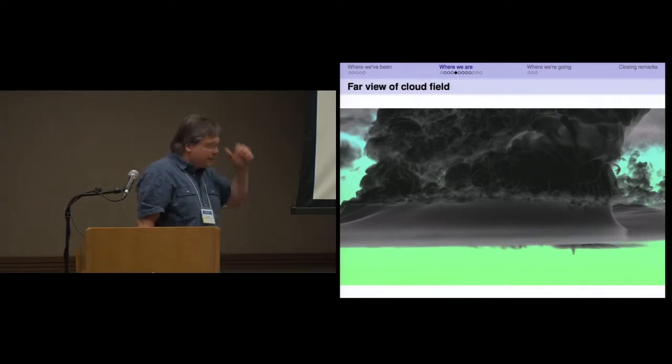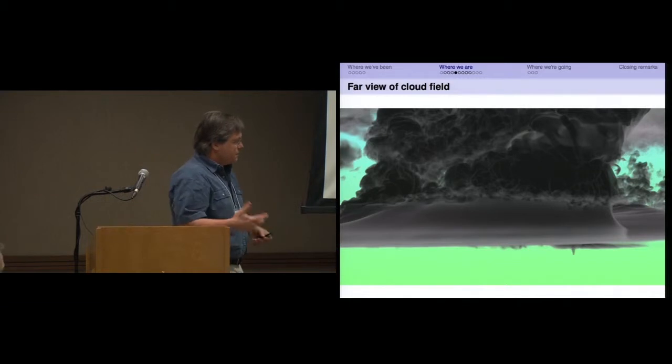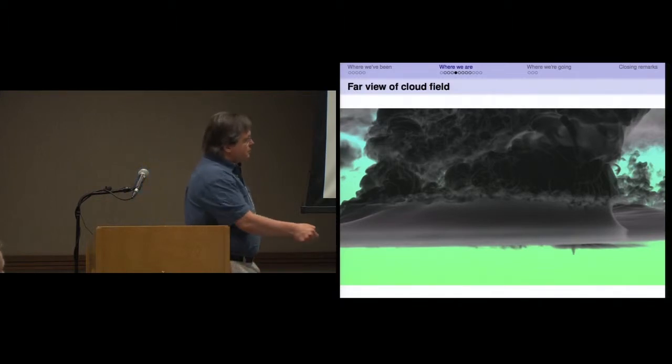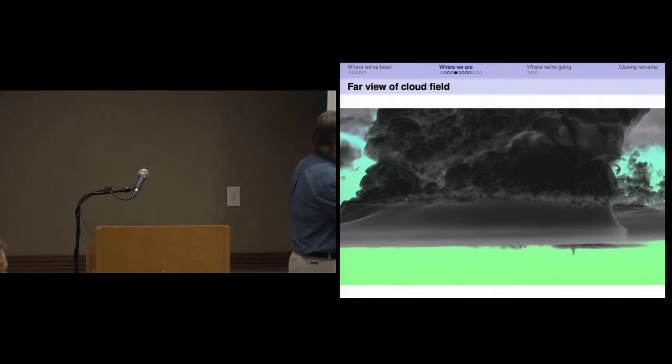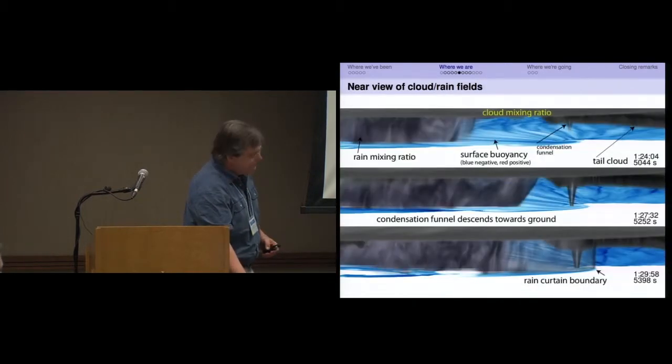This is the kind of thing that hasn't really been done to a very large extent in computational meteorology. We're now at the point where we can simulate a supercell thunderstorm, have it produce a tornado, and produce features like a wall cloud, a tail cloud, a condensation funnel, without any tricks.